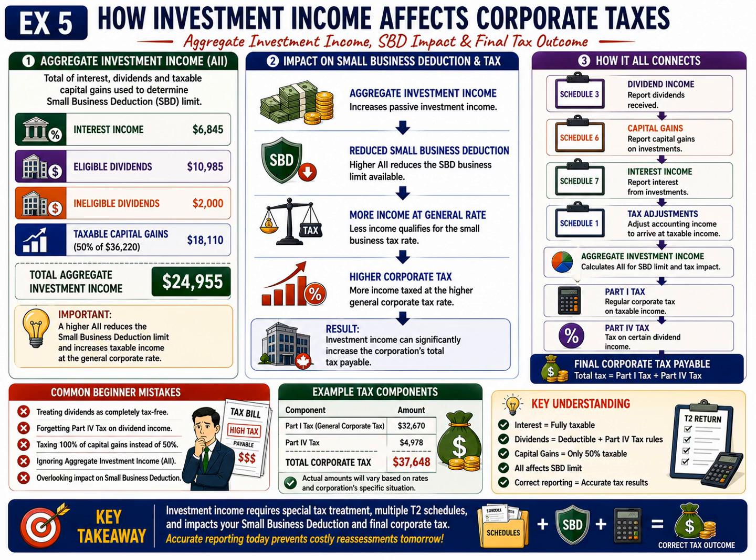The key takeaway from this slide is that investment income affects much more than the corporation's taxable income. It influences aggregate investment income, may reduce the small business deduction, requires reporting across multiple T2 schedules, and ultimately changes the corporation's final tax liability. Understanding how all of these components connect is essential for preparing an accurate and professionally completed T2 corporate tax return.